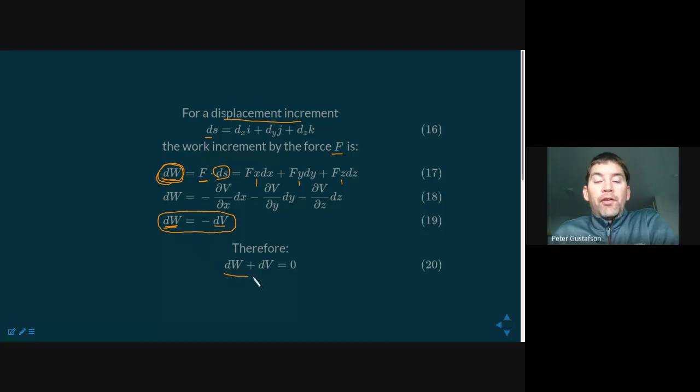And what we can say then is if we sum the two of these things together, work plus potential, we're going to get zero. This is a conservative principle. This is the principle that if you do work, if you move that mass up and carry it up to the top of the mountain, you've imparted some energy to it by doing work, and you can recover that energy as you bring it back down off the mountain.